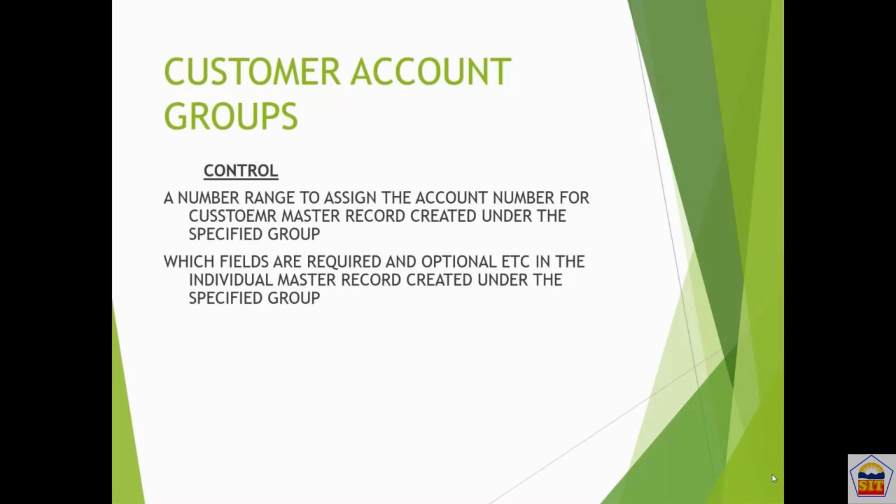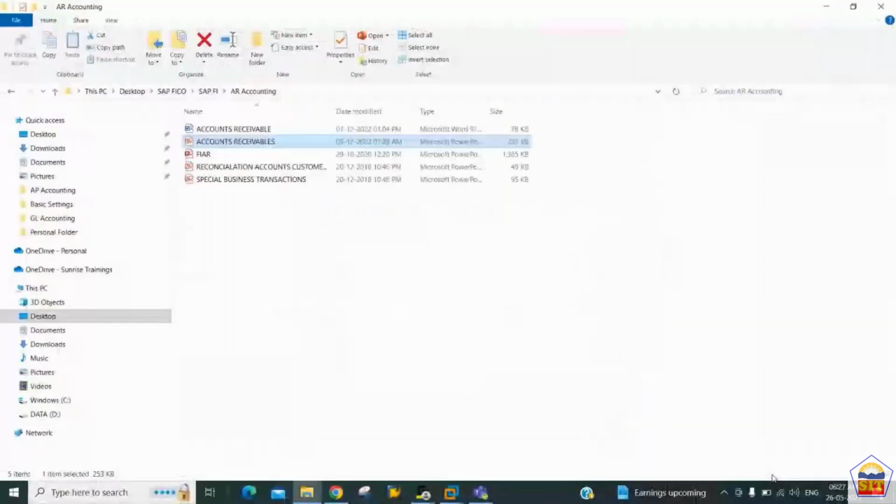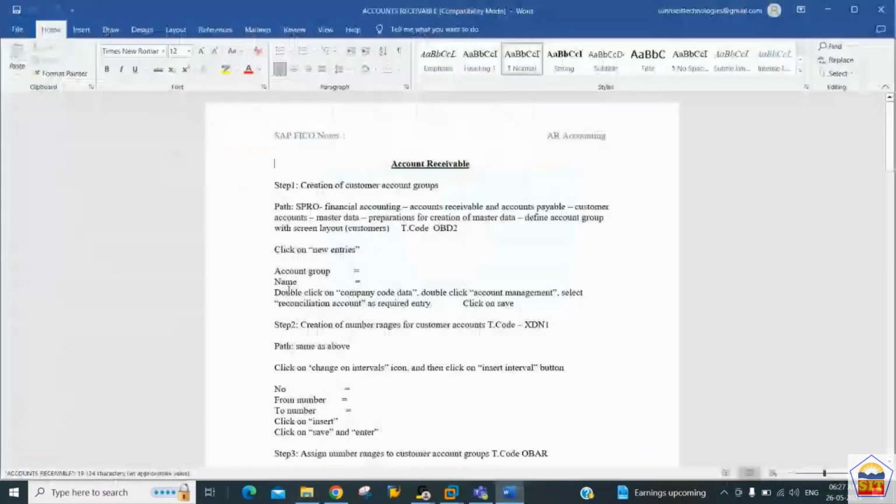So now we will go into the system and we will start doing the practice. So I'll start with step number one. You can just open the practice sheet and you can see we have step number one in the account receivable accounting, under which we need to create the customer account group. And again, for that, we have been given the path. We have also the transaction code, so we can use either one. So let's go into the system.